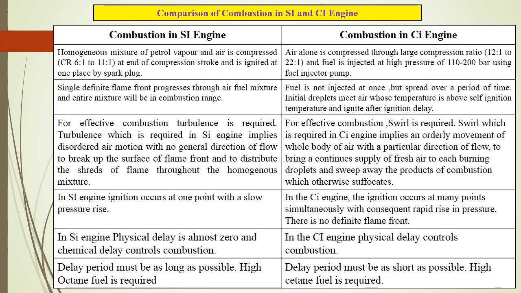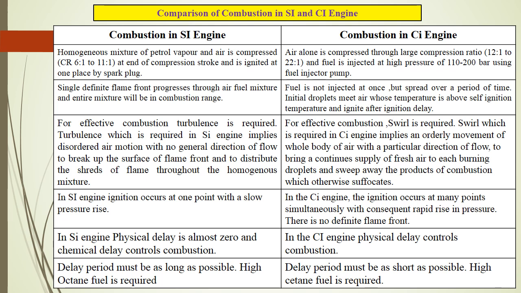Here we will discuss the combustion in SI engine and combustion in CI engine. Differentiate between the combustion in SI engine and CI engine. In the SI engine, a homogeneous mixture of petrol and air is compressed at the end of the compression stroke and is ignited at one place by the spark plug. In case of the CI engine, only air is compressed. Fuel is injected at high pressure, around 200 bar, using the injector pump. Getting? That is the first difference.